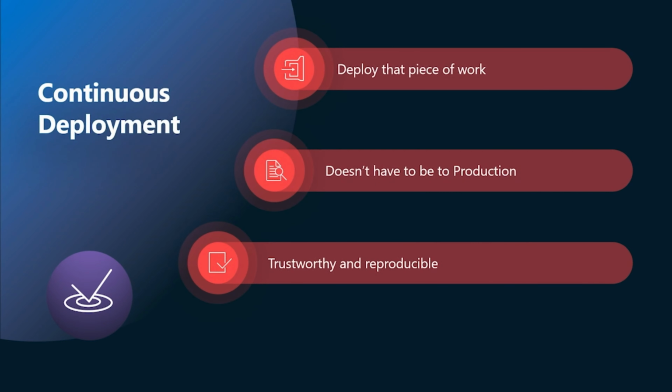Now, D in CD can also be deployment. Now we are concerned with how to deploy a certain version of piece of work. For example, how to push forward a certain release. Now, it's not just production, but also maybe a test environment or a UAT environment. The issue here is to make sure that deployment is trustworthy and reproducible.